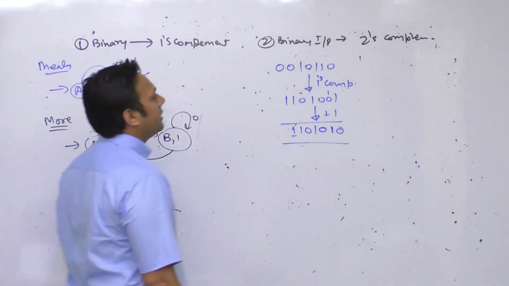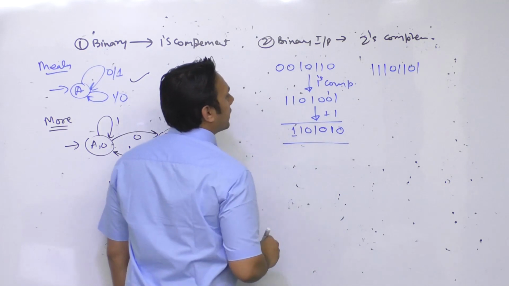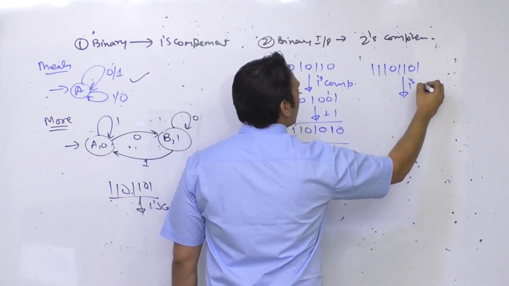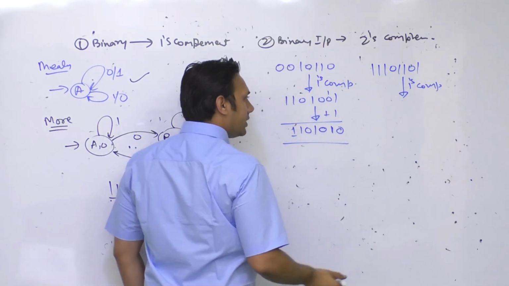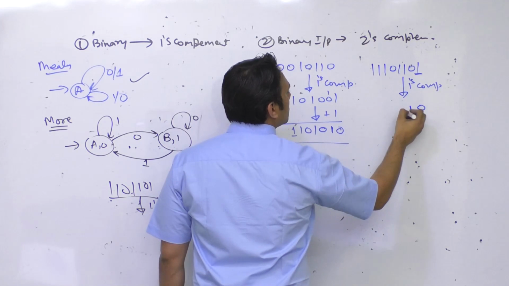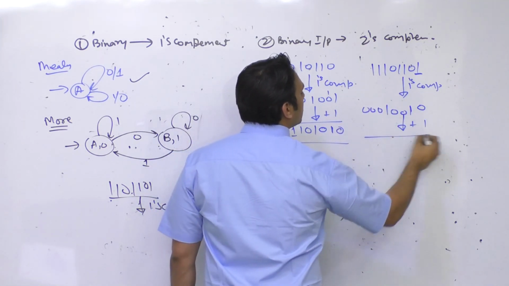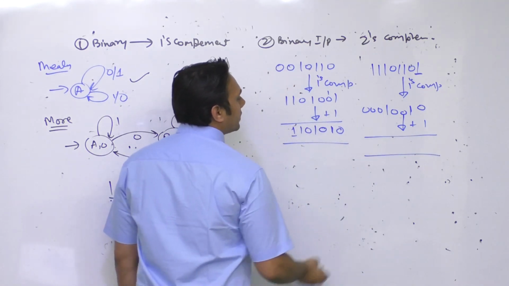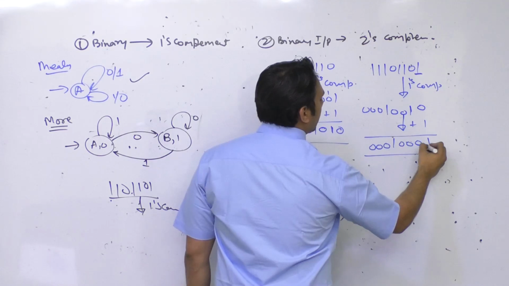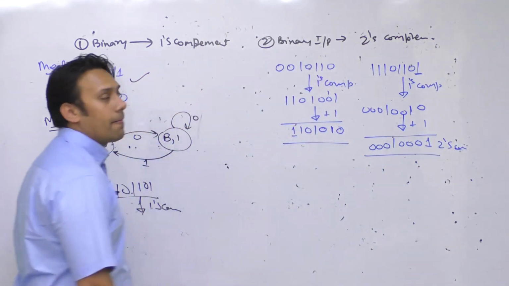Okay, in the same way, if we have an input as 1, 1, 1, 0, 1, 1, 0, 1. First of all you can find the 1's complement. In the 1's complement you will get something like this: 0, 0, 0, 1, 0, 0, 1, 0. Then you can add plus 1 to this so that you can find the 2's complement. This will become 1, 1, 1, 0, 1, 1, 1 , so this will be the 2's complement for this number.